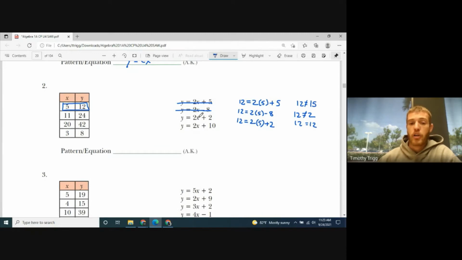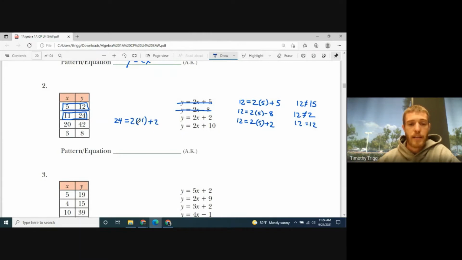But remember, it's not good enough just to check one point. I have to at least check another point. So I'm going to check the second point here. Okay. I'm going to write it on this side though. So I'm going to replace the y with the y coordinate. So that's 24 equals, and this would be 2 times, and I'm replacing the x with 11 plus 2. Let's see, is that true?